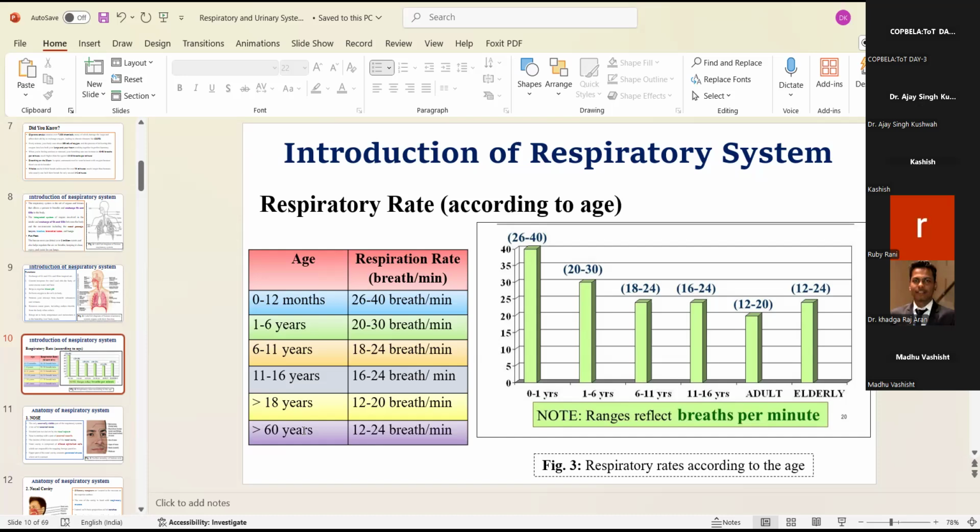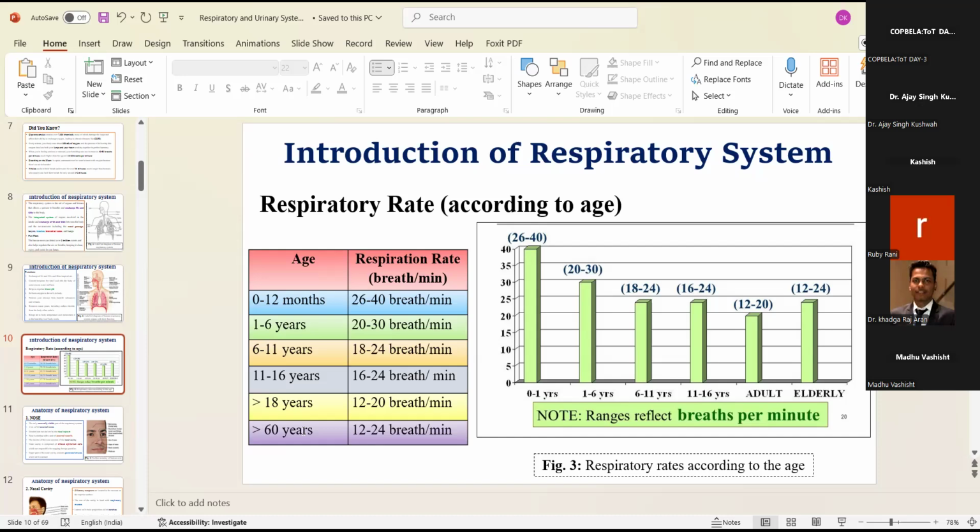In the adult, the respiratory rate is 12 to 20 breaths per minute. If the age of the person is more than 60 years, the respiratory rate is 20 breaths per minute.